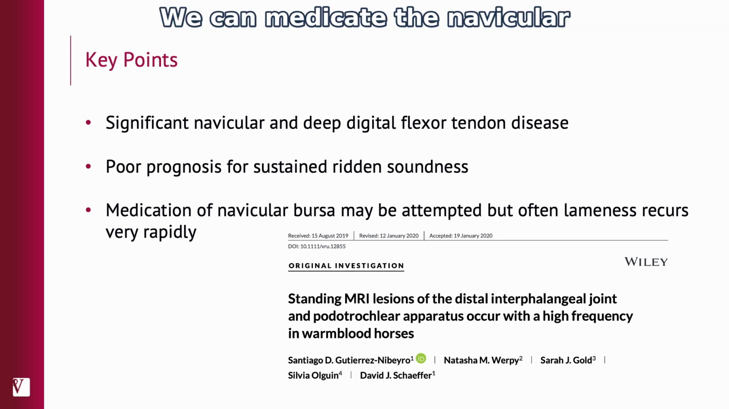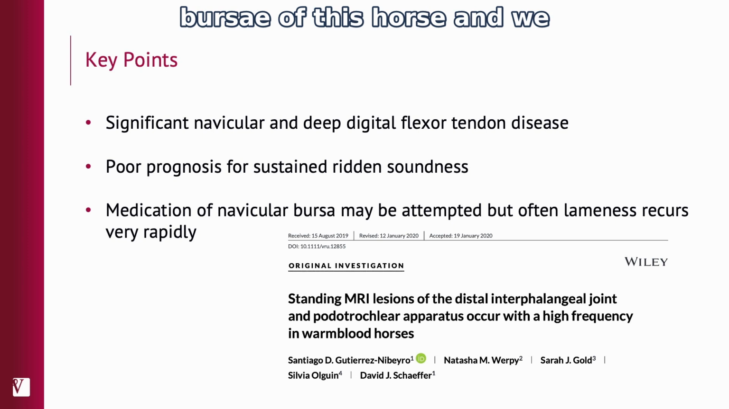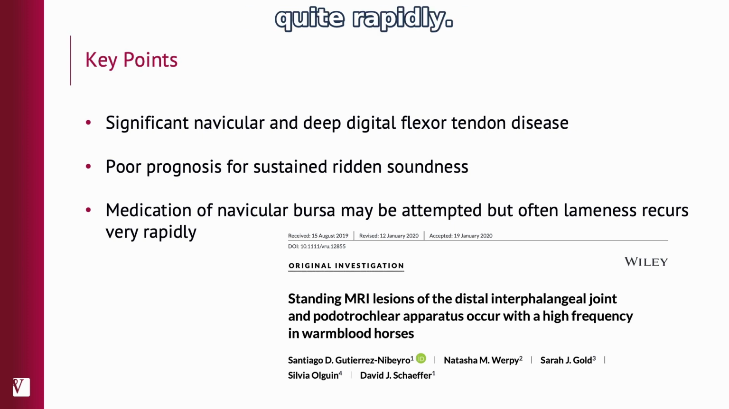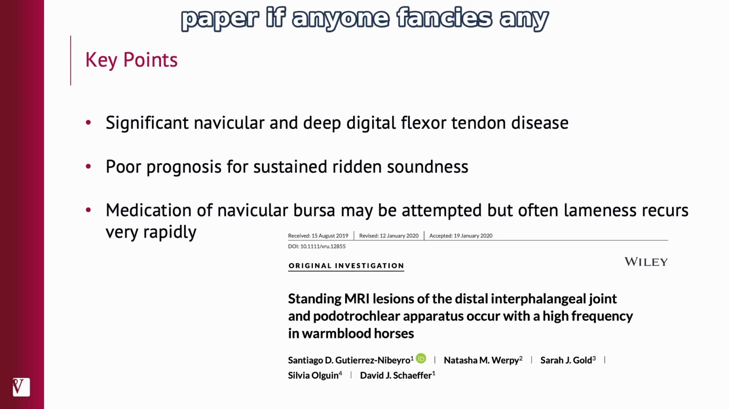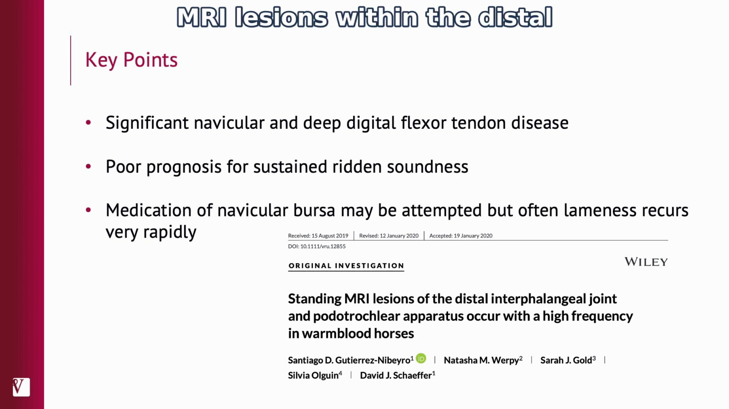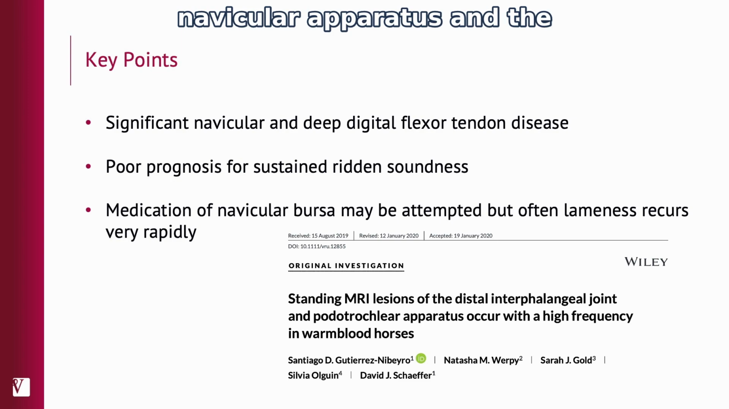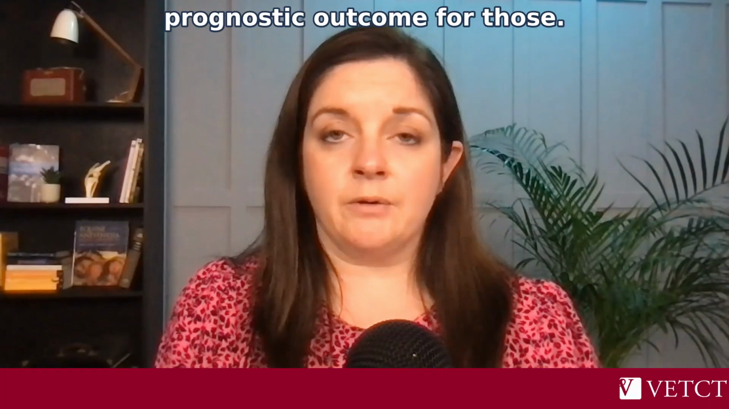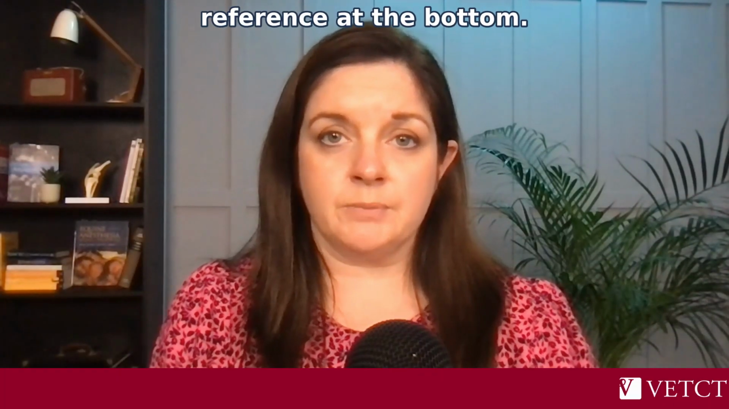We can medicate the navicular bursae of this horse, and we would usually use a low dose of steroid, triamcinolone, often in these cases. But what we find is there is a transient improvement, and lameness often recurs quite rapidly. There is quite a nice paper, if anyone fancies any further reading, discussing MRI lesions within the distal interphalangeal joint and navicular apparatus and the prognostic outcome for those, and I've attached the reference at the bottom.